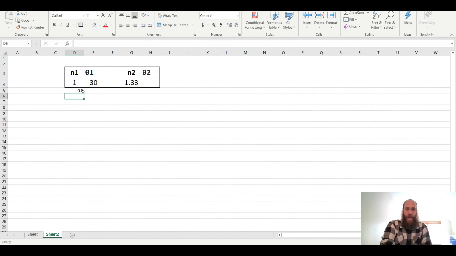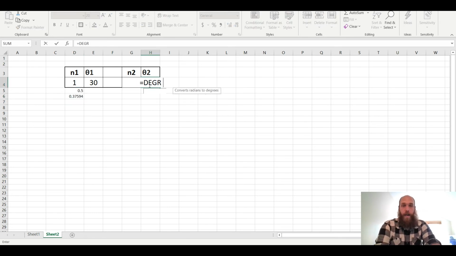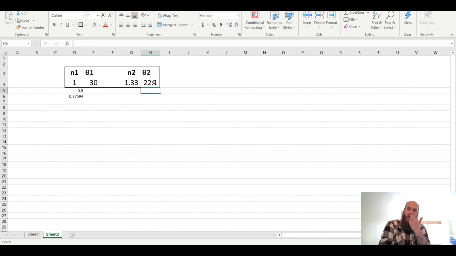And now to get theta 2, I'm going to do the inverse sine of this value divided by n2. So it is just going to be 0.5 divided by n2. And then in here, we want to get the inverse sine of that. You've got to spell degrees right for this to work. So the degrees of arcsine, what we find is 22 degrees is the angle that we would expect.